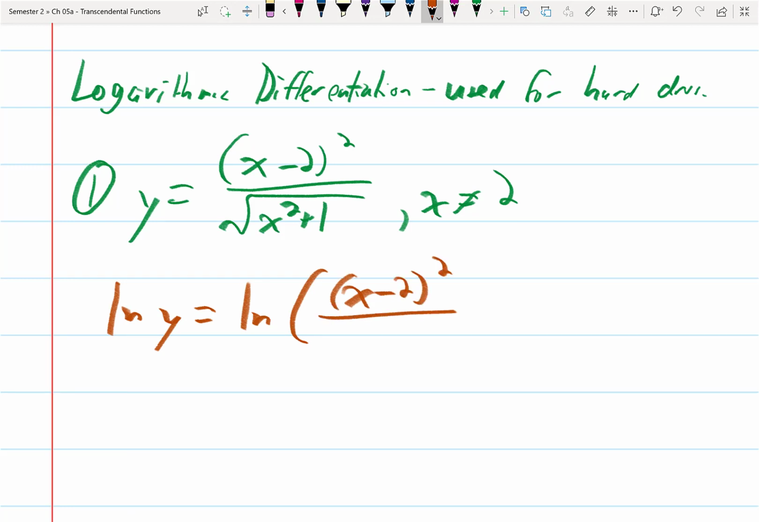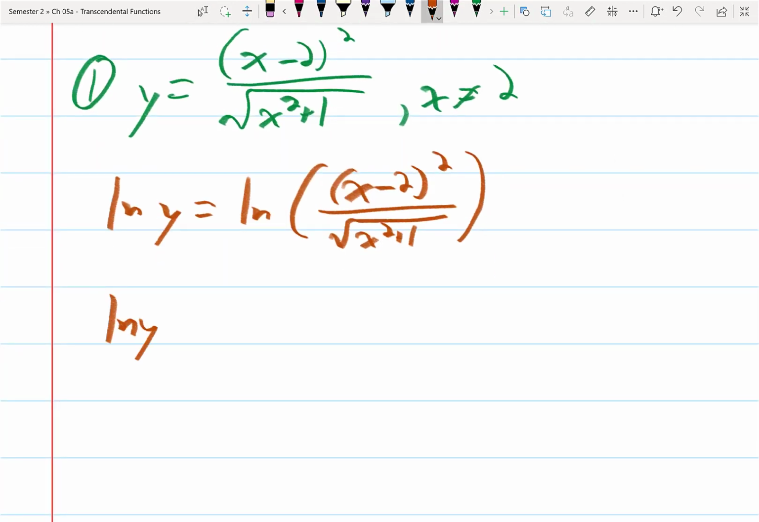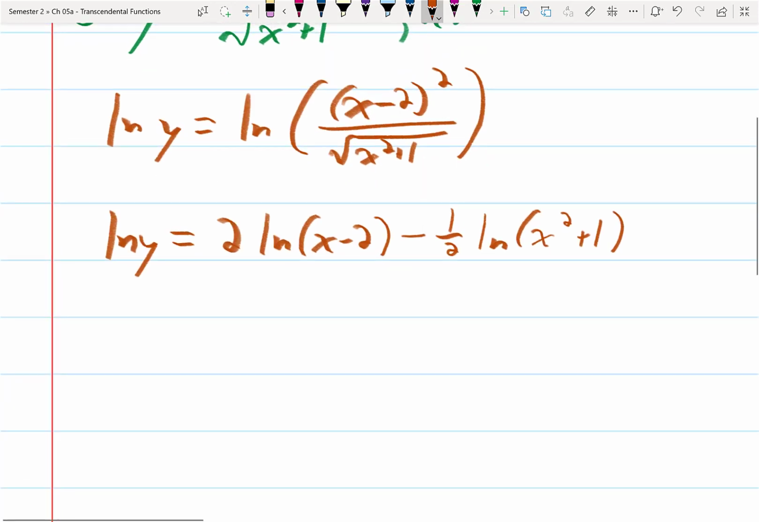So I get this. On the left side, I'm going to keep it the same, but on the right side, I'm going to use the log properties to break this up. This numerator will become 2 times the natural log of x minus 2. And the denominator, which is an exponent of 1/2, becomes 1/2 natural log of x squared plus 1. So that breaks up the whole thing.